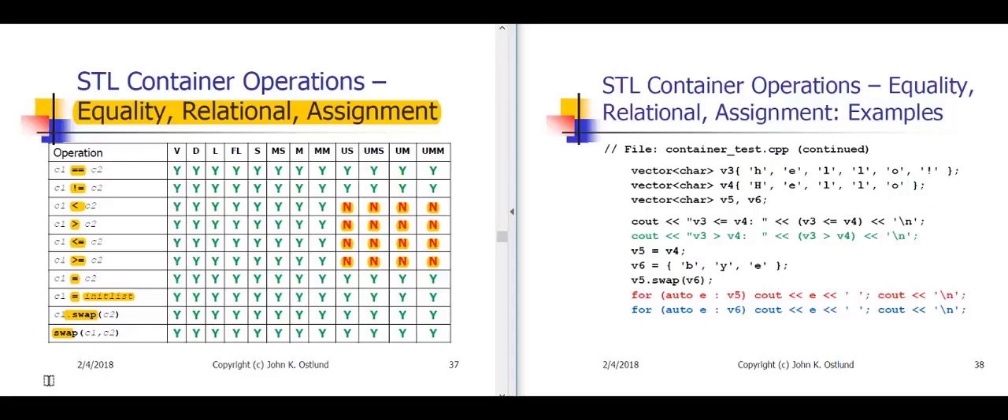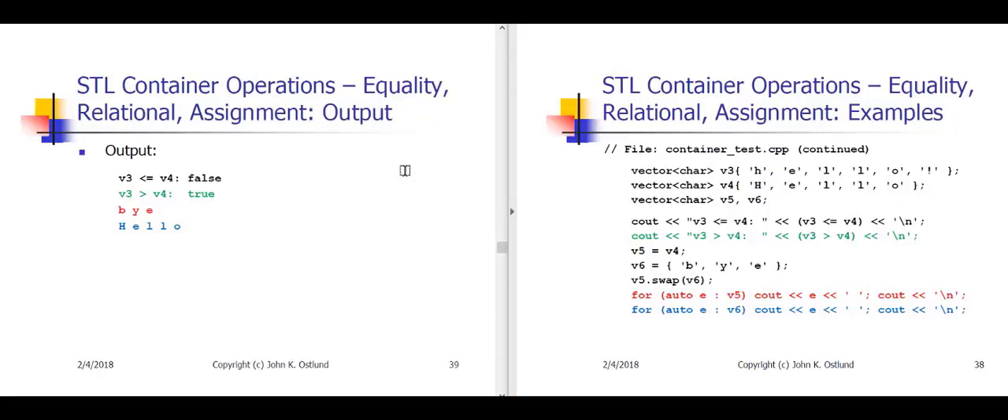Okay, so we're going to take a look at this now, starting with this code on slide 38. And on slide 39, we have the output produced by the code on slide 38. All right, there's nothing really tricky going on here on slide 38. v3 is a vector of char initialized with 6 chars, H-E-L-L-O and an exclamation mark.